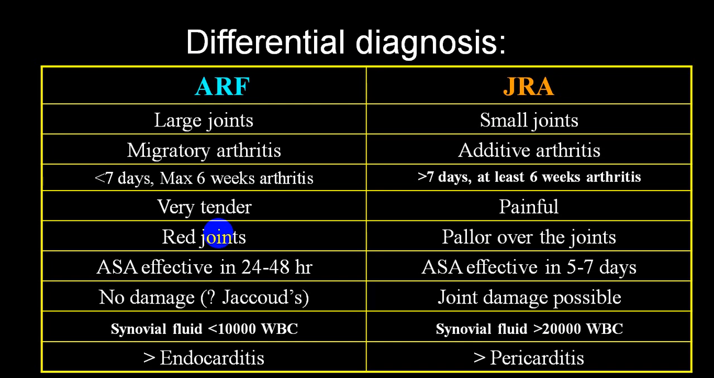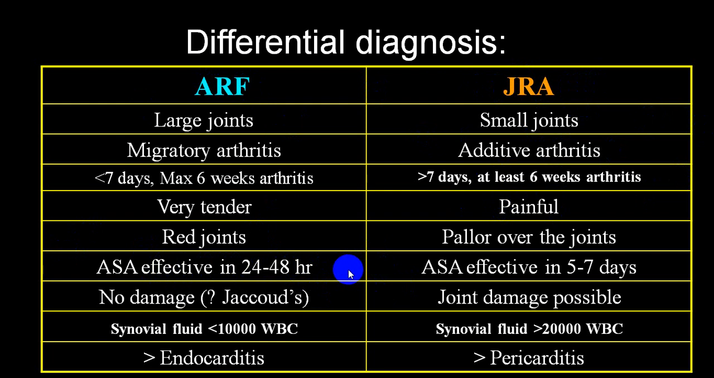So joints are very tender, while in juvenile you will not get full-blown signs of inflammation in the form of redness, swelling, warmth, etc. It will be more red, inflamed joints in rheumatic fever. ASO titer will be very high here. It will not be demonstrable in juvenile. RA test will be positive there. Aspirin will give you a very good effect in rheumatic fever, while it will not be much effective in juvenile.